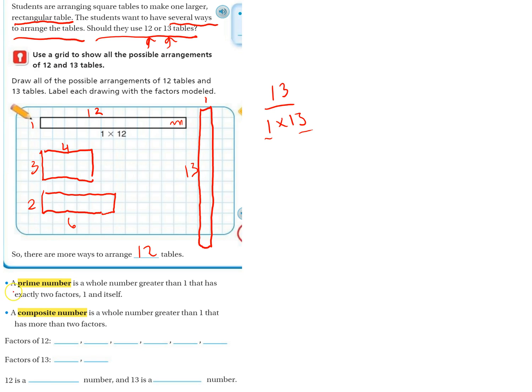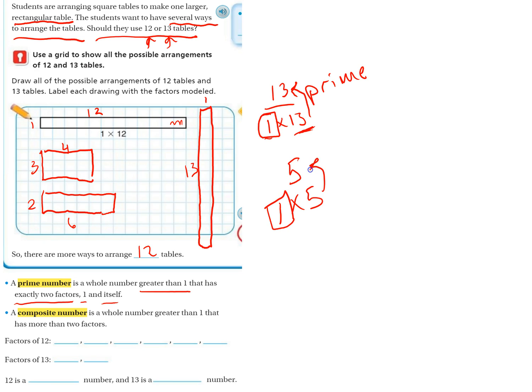Okay, let's look here. A prime number is a whole number greater than 1 that has exactly 2 factors, the number 1 and whatever number that is itself. So for example, 13 is prime because its only factors are 1 and the number itself, 13. So it's prime. Another example of a prime number would be 5, because the only way to multiply to get 5 would be 1 times 5. So 1 and the number itself. So this is also prime.